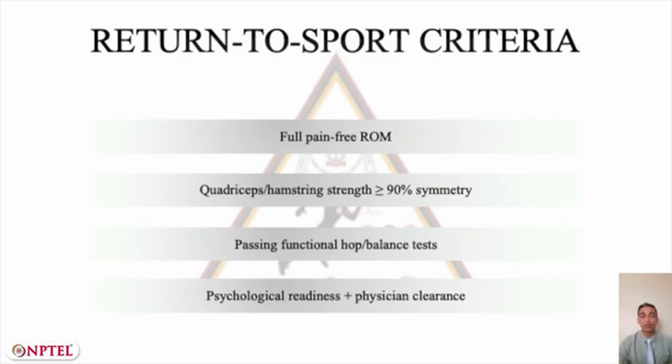The patient should demonstrate and have full pain-free range of motion of the knee. The quadriceps and hamstrings should be at least at 90 to 95% as strong as the uninjured limb. Functional hop and balance tests should be passed by the patient. The functional hop tests include single hop, triple hop, crossover hop, and timed hop test. Patient should also be able to pass the Y balance test with more than 90% symmetry.